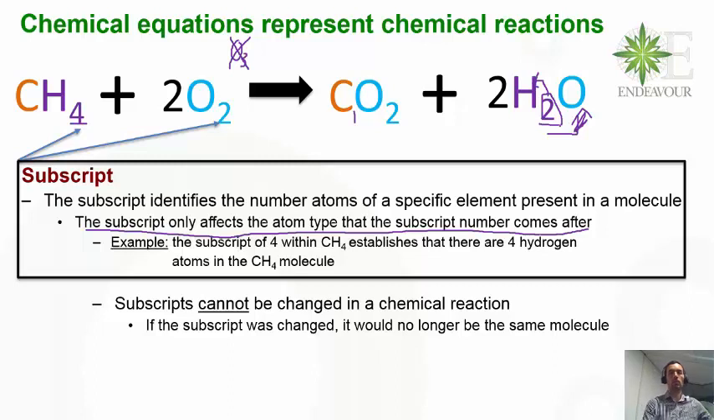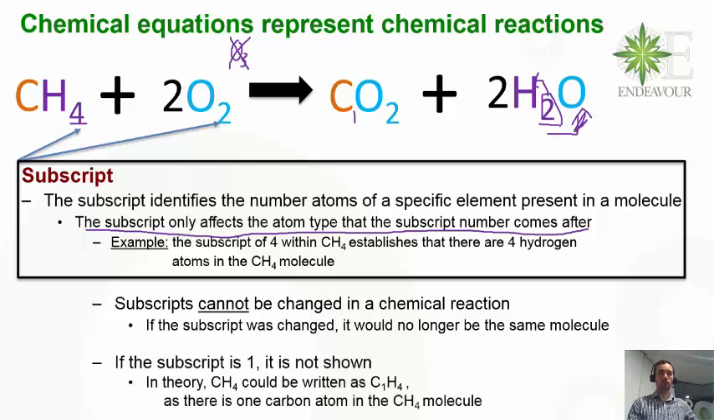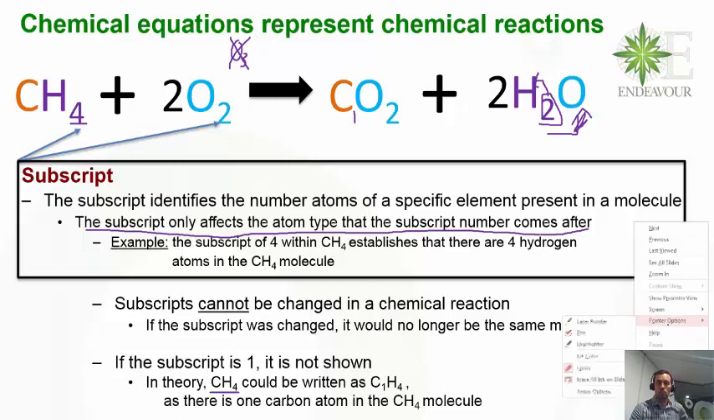Because if we did that, you'd be completely changing what you're writing and representing in your chemical equation. It would make it completely different. So you can think of these subscripts as fixed and unchanging. And as I've been saying, the subscript of 1 is not shown. So instead of writing methane as C1H4, we simplify that as being written as CH4. So without the 1 there, you just presume that the atom type has 1 of those atoms within that molecule.